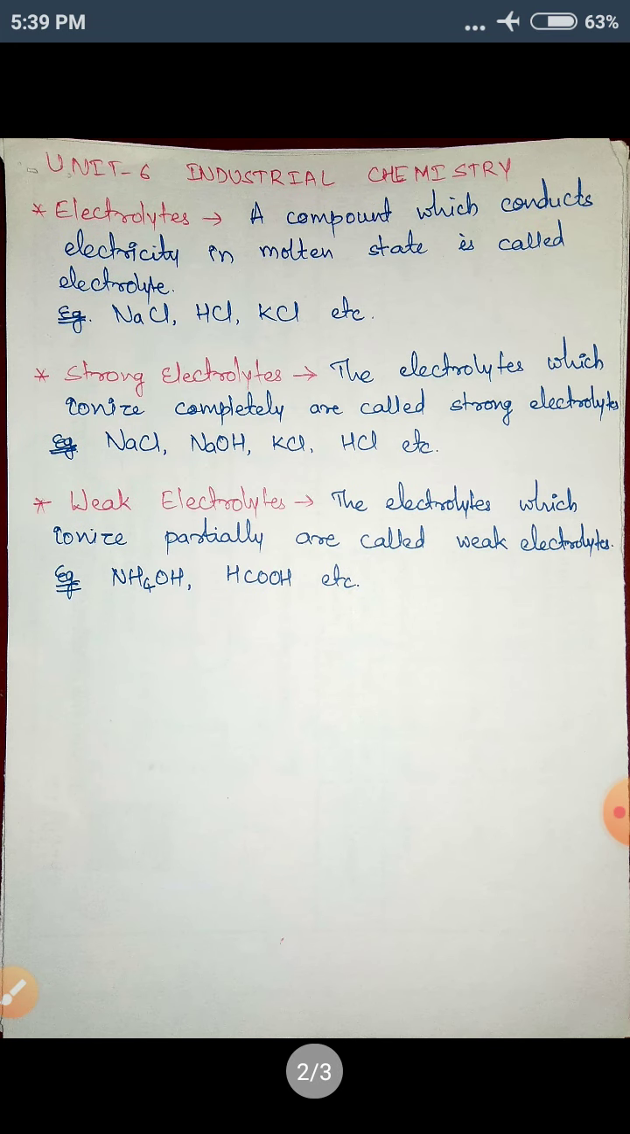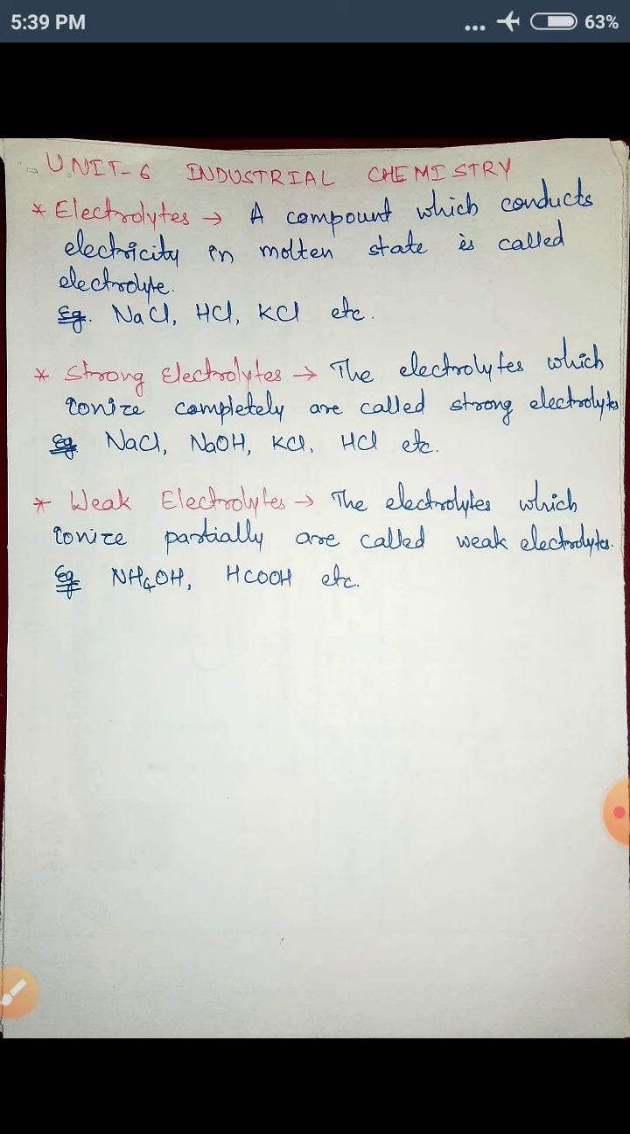What are electrolytes? A compound which conducts electricity in molten state is called an electrolyte. Examples are given: NaCl, HCl, KCl, etc. What is NaCl? It is common salt, what we use for eating purposes. NaCl in molten state conducts electricity. This is the definition of electrolyte.